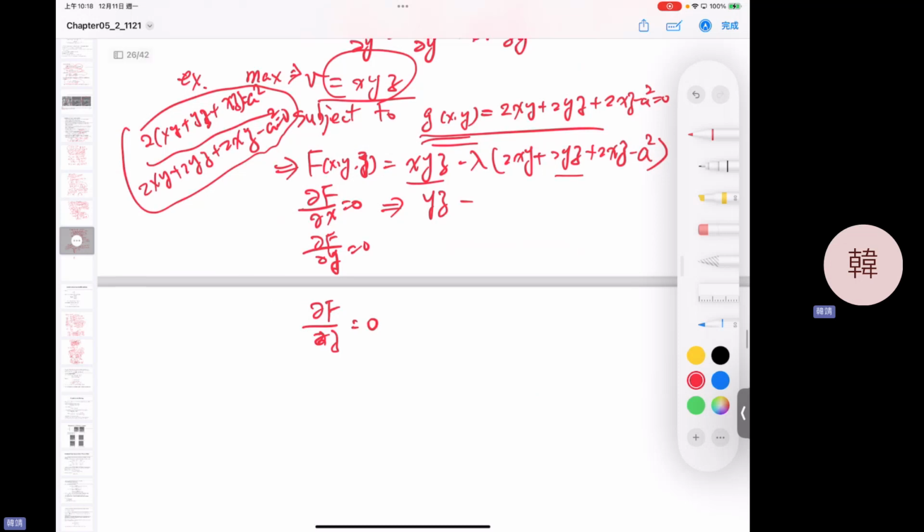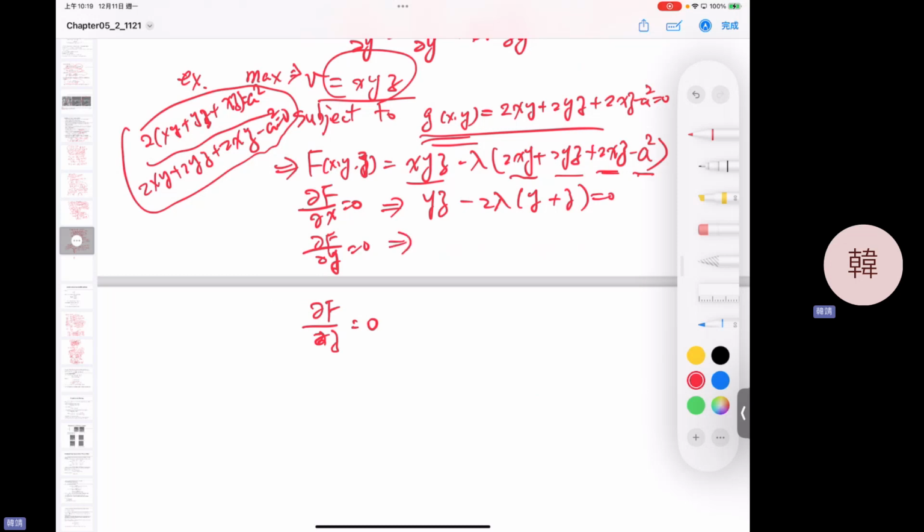So it's 2 lambda. Like this one, the derivative with respect to x becomes 2y, and 2y times lambda becomes 2 lambda y left. And this one, only 2z left. So you have y plus z. And for this constant, it becomes 0. And this yz, derivative with respect to x, becomes 0 as well. So we have yz equal to 2 lambda (y plus z).